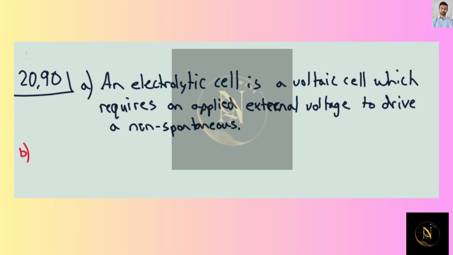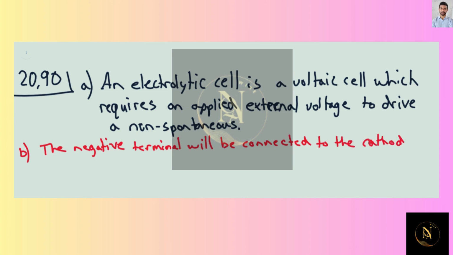So the negative terminal of a voltage source would refer to the side that has the flow of electrons going towards it. So we want the flow of electrons to go to where the reduction is happening, which is at the cathode. So the negative terminal will be connected to the cathode. We need to provide the electron source to the area where reduction will occur.